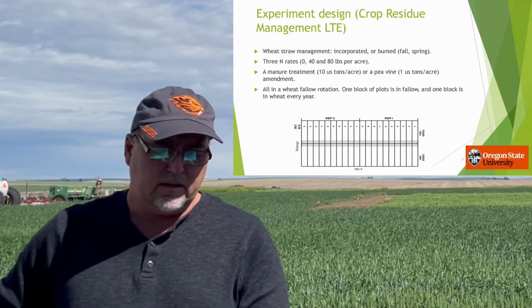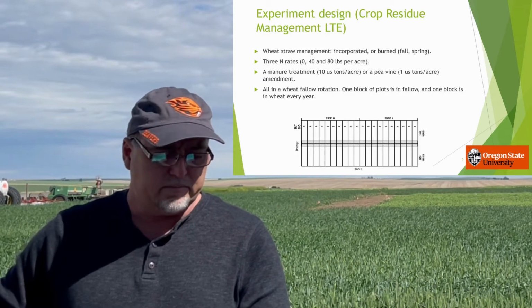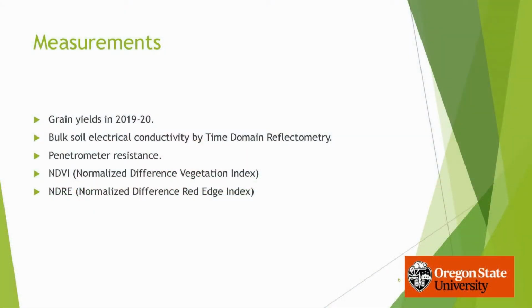There's also a manure treatment of 10 US tons per acre, or a P-vine added amendment treatment of 1 US ton per acre. All of this happens in a wheat-fallow rotation, and the experiment is split so that there's 1 block that's in crop and 1 block that is in the fallow every year. So the measurements include 2 measures of soil health and 2 measures of crop health, as well as grain yields.